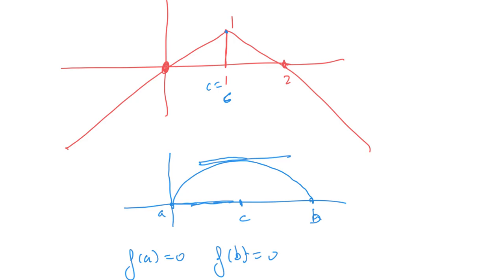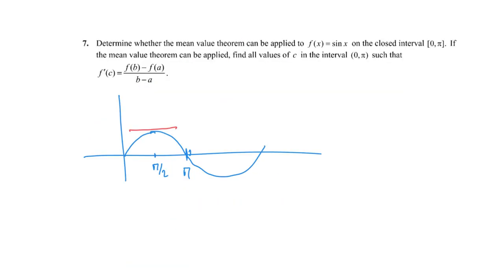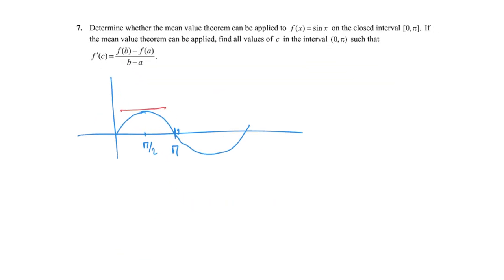Okay, so let's go to the next problem. The next problem says: determine whether the mean value theorem can be applied to the function sine of x on the closed interval [0, pi]. If the mean value theorem can be applied, find the value c on the interval [0, pi] such that f prime of c equals f of b minus f of a, divided by b minus a.